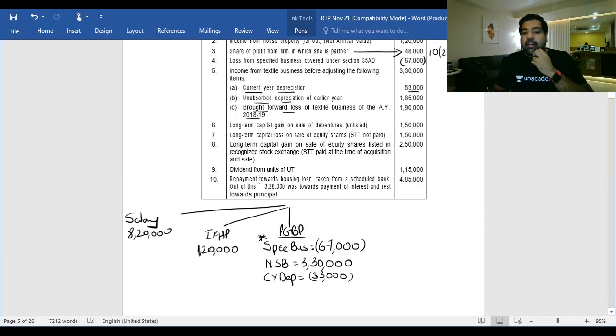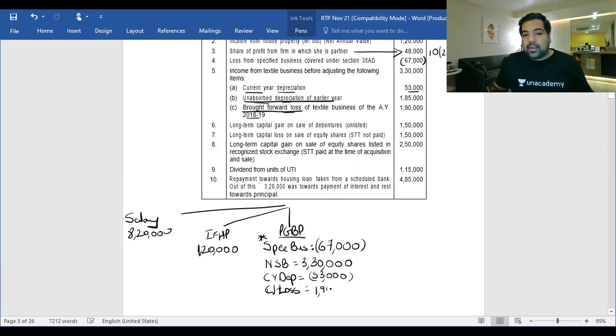And after that, I know there is about 2.5 lakhs worth of amount remaining. So from that, which one will I minus first? Unabsorbed depreciation or brought forward loss? Whichever expires soon. Unabsorbed depreciation can be carried forward indefinitely, whereas brought forward loss can only be carried for 8 years. So that I will minus first. So carry forward of loss, I'm going to minus that 1,90,000.